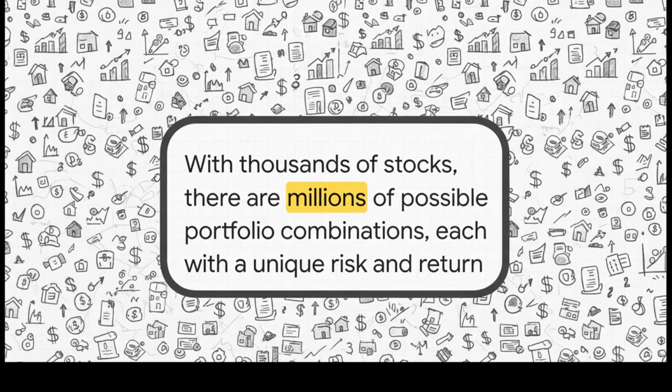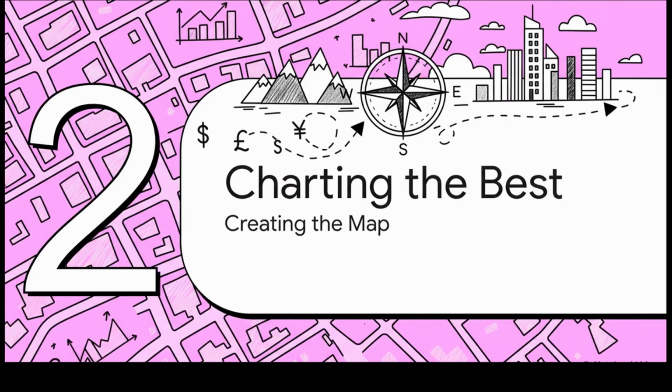It's not an exaggeration to say there are millions of possible combinations, and every one of those combinations has its own unique risk and its own unique potential for return. The sheer number of options is just staggering. So how in the world do we navigate this? Well, instead of getting lost in a sea of numbers, let's actually create a map. Let's find a way to see through all the confusion.